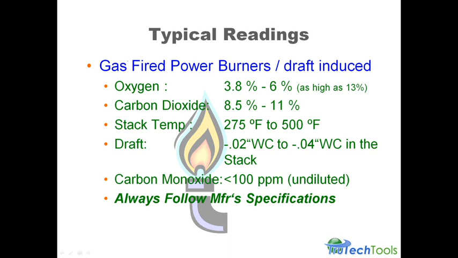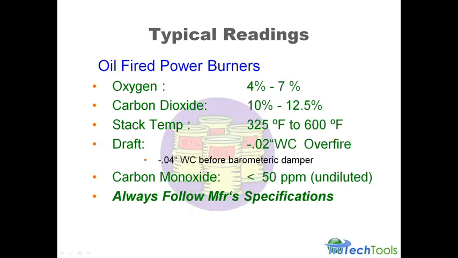Gas-fired power burners. Now this is probably a commercial application. We're talking something that's going to run a little bit higher CO undiluted, all right, because we're tuning it for efficiency. So we're going to have a lower oxygen content at 3.8 to 6%. Could be as high as 13%. Again, 275 to 500 degree stack temperature because we've got to keep the water in the flue gas as water vapor. And we're going to have that little bit higher CO.